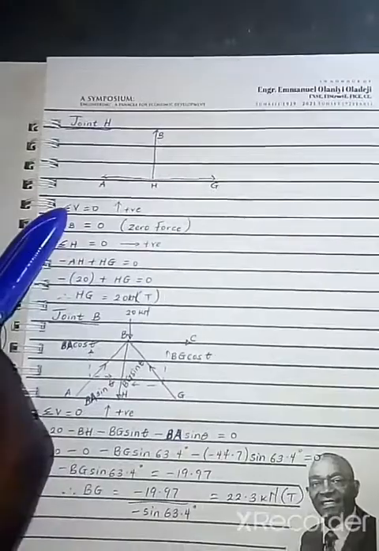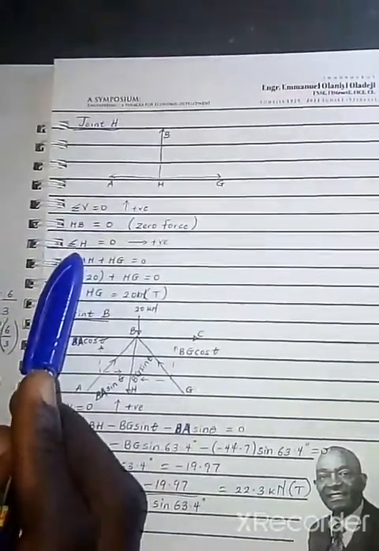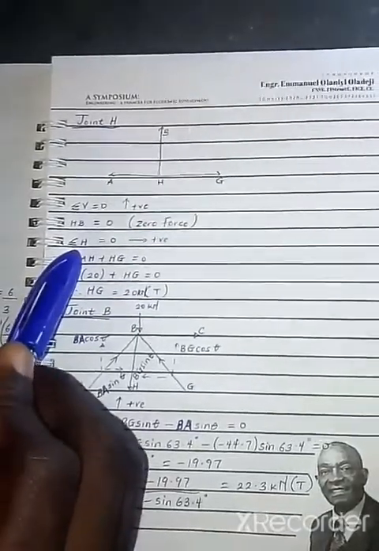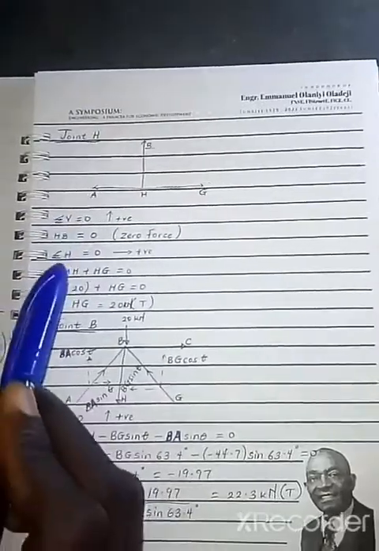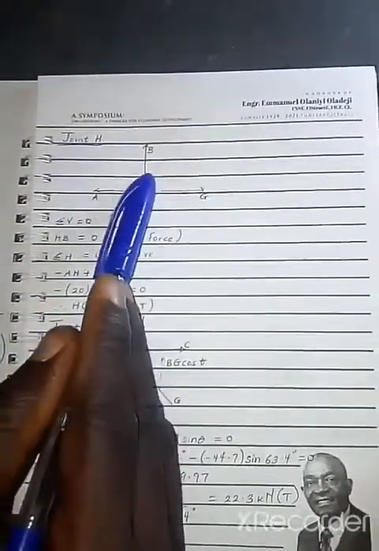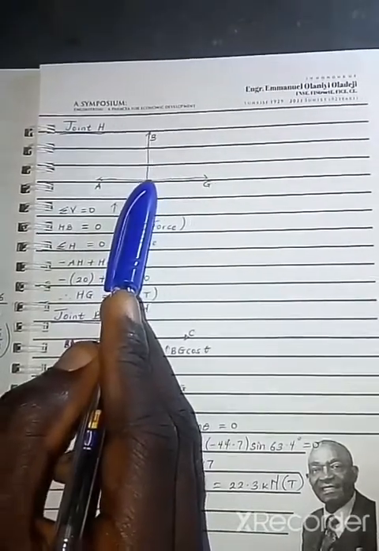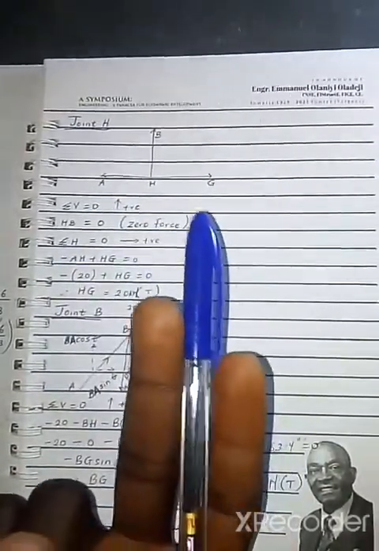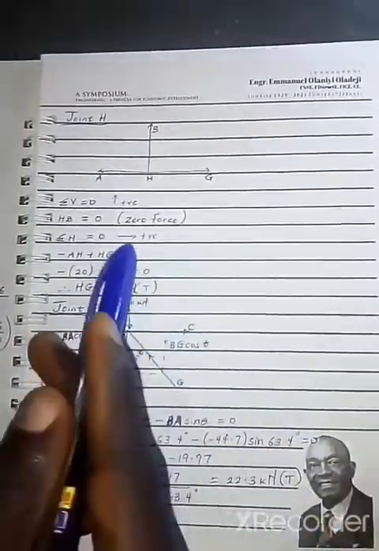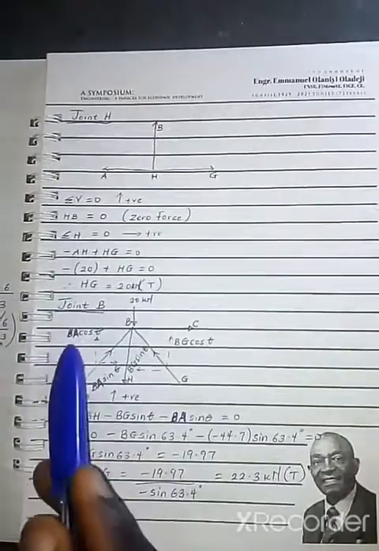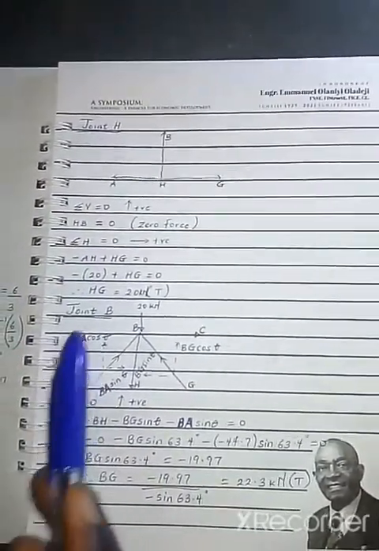Note, the reason why we are solving for the summation of the vertical forces and horizontal forces is because when solving for joints, we solve for only these two conditions, summation of vertical and summation of horizontal, because there's no moment here. It's a pinned or hinged joint. So we are only solving for vertical and horizontal. So we don't solve for moment here. We use only the first two conditions of equilibrium here.